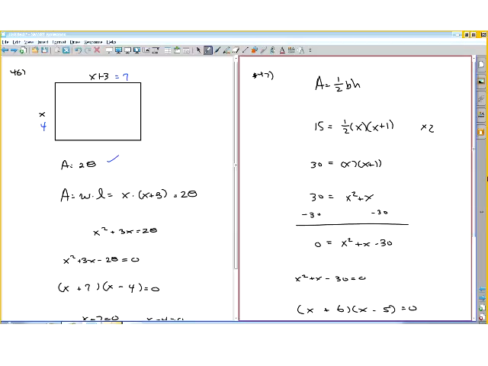So one of the lengths x, that was the base. So the base is x, and so that's equal to 5. And the height is equal to x plus 1, which is 6. So those are the two dimensions. If you multiply 1/2 the base times the height, 5 times 6 is 30, divided by 2 is 15, and you get the right answer.